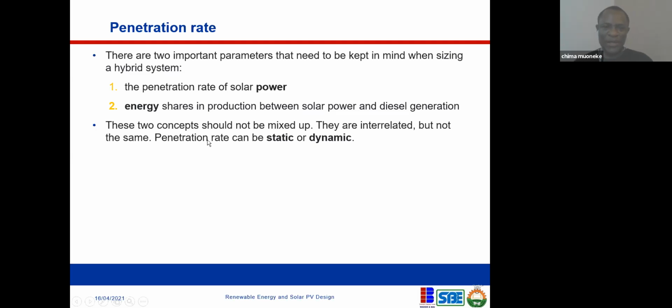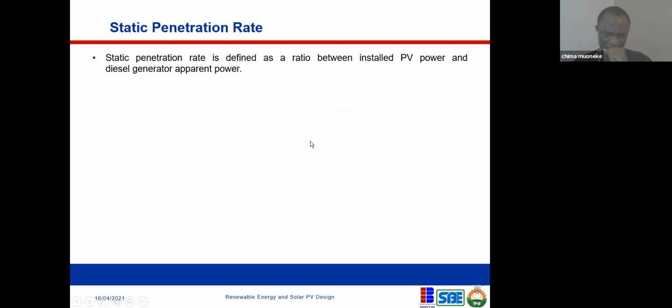So now, talking about the penetration rate, there are two types of penetration rates. You have static penetration rate and you have dynamic penetration rate. So let us talk about static penetration rate. Static penetration rate is defined as a ratio between installed PV power and diesel generator apparent power. Apparent power is kVA or VA, that's apparent power.